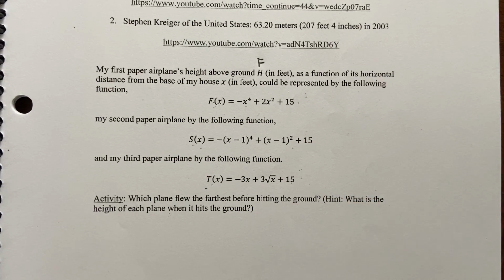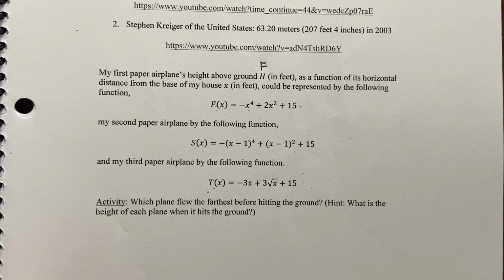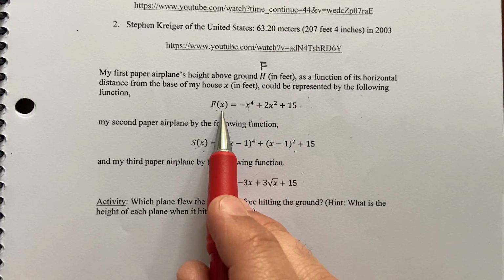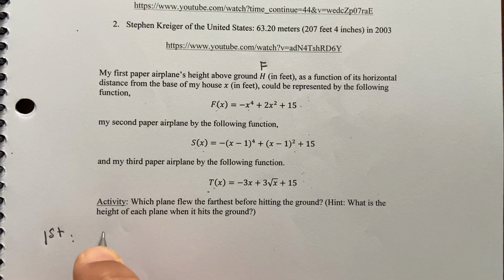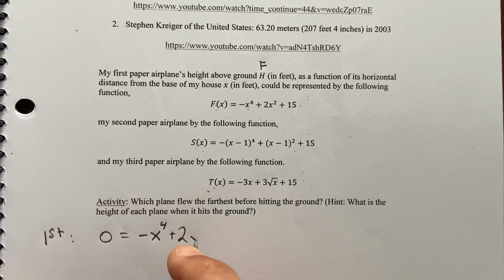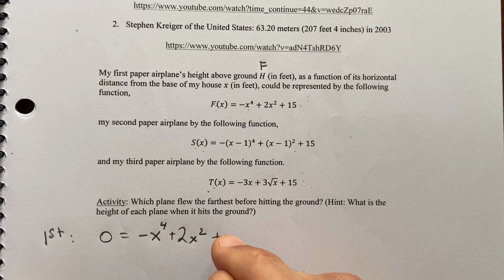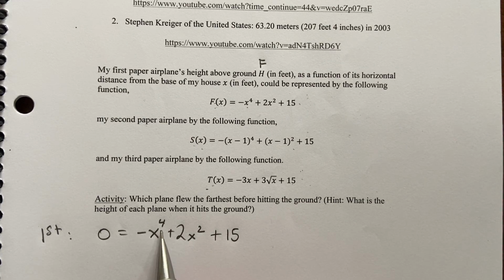All right, so if I want to know how far this thing went, what I really need to do is set f equal to 0. So the first one, I'll set f equal to 0 and solve for x. So notice the difference here, and what makes it not a quadratic is that we have a fourth degree term, right? This is a quadratic term, but we have this fourth degree term, so this is not quadratic.